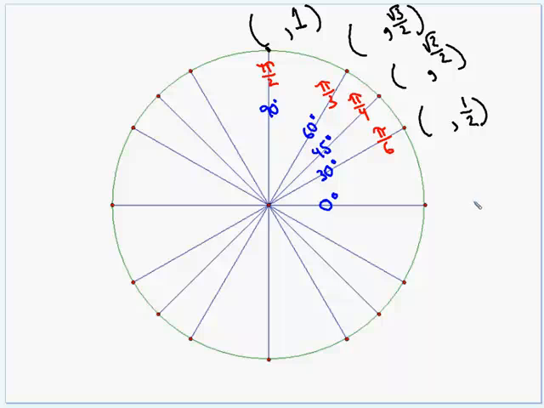And if we look as we go up, we have the square root of 1 over 2, the square root of 2 over 2, the square root of 3 over 2, and up here the square root of 4 over 2, which divides out and becomes a 1. And again, these are our sine values.